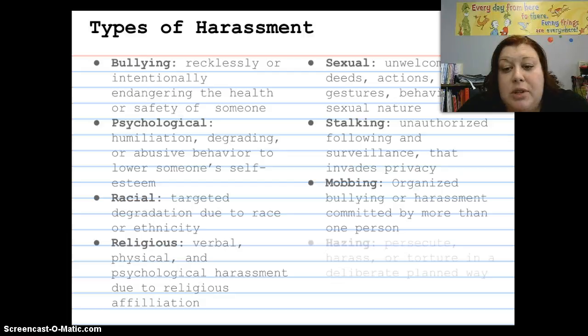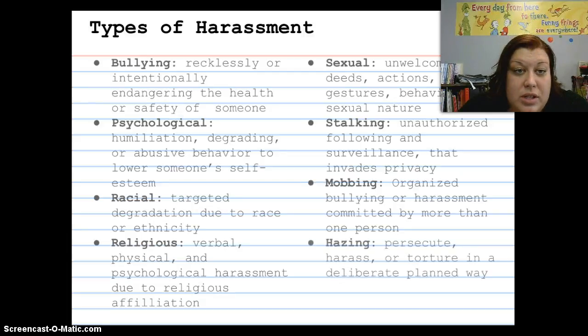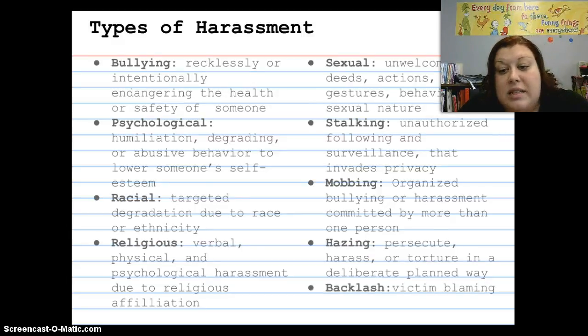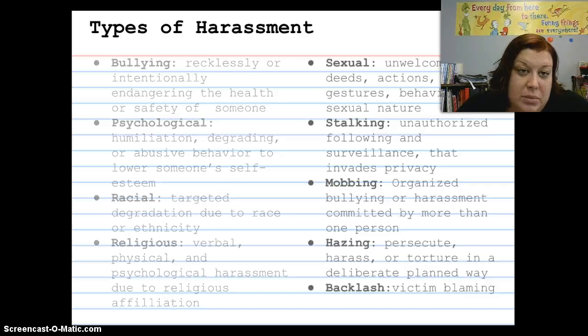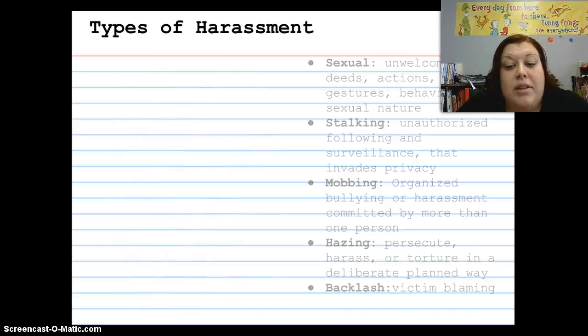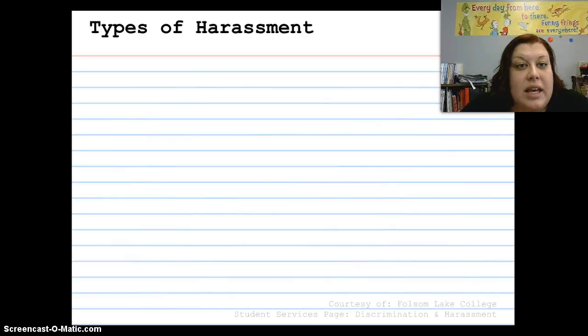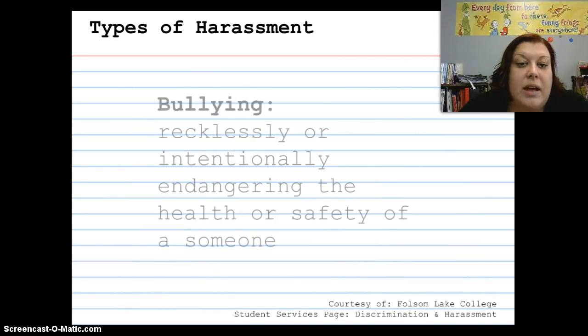Mobbing is organized bullying or harassment committed by more than one person, so this would be like some types of gangs, violence, or harassment by an organized group. Hazing is persecution, harassment, or torture in a deliberate and planned way. And backlash is victim blaming. So if a situation were to happen, there could be one person that was taking the blame for that, and people would take it out on them.